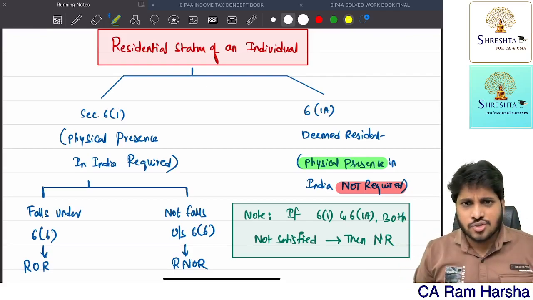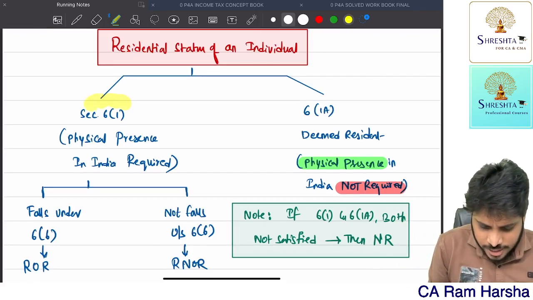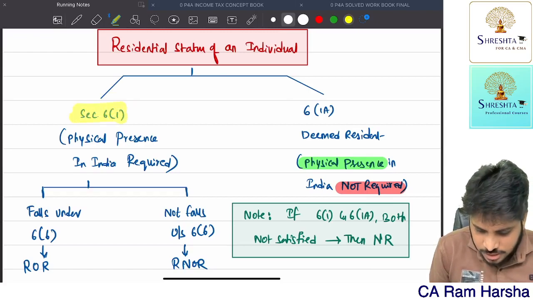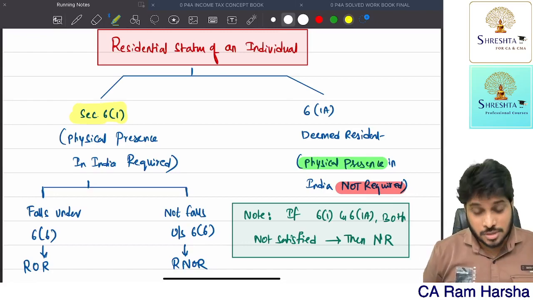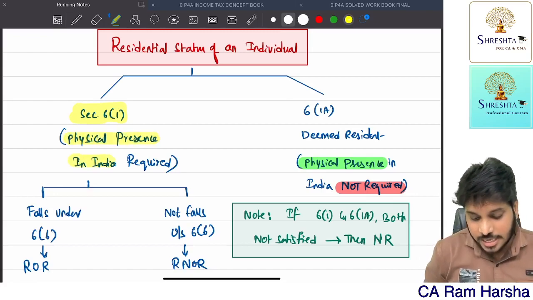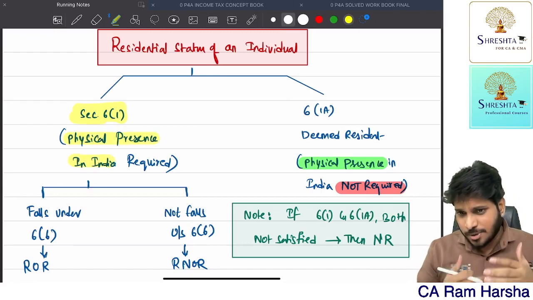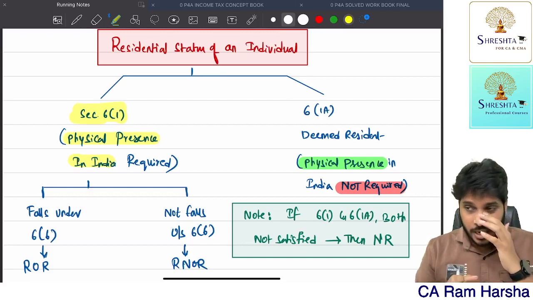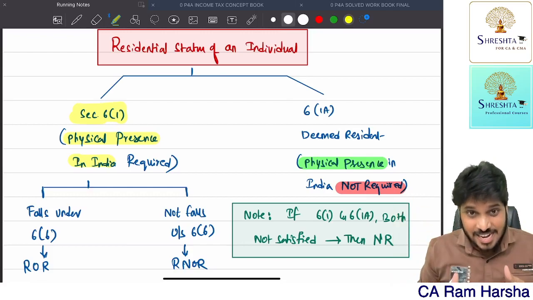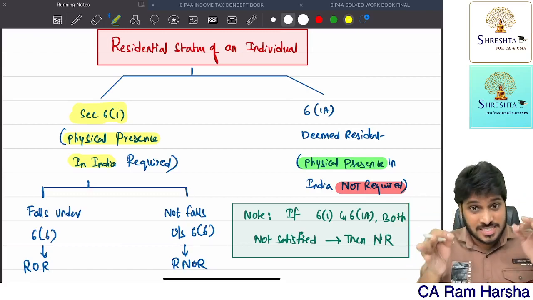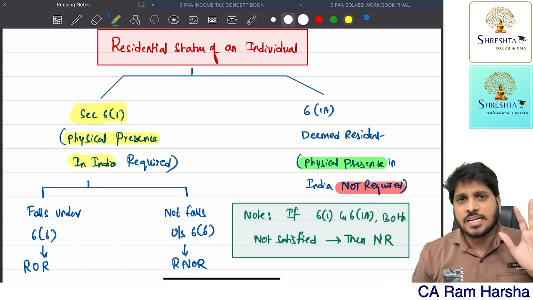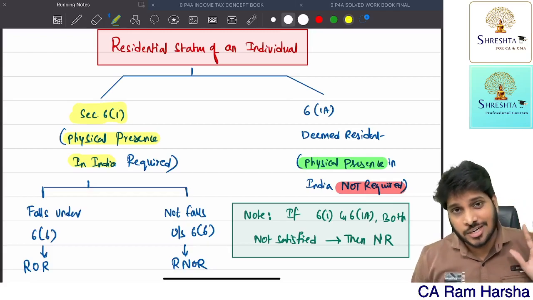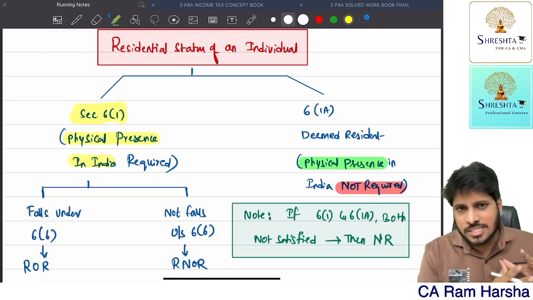Same in India also. We have a section for individuals, which is section 6 subsection 1, which talks about physical presence in India. If a particular person has stayed, has resided, has physically been present in India for certain number of days, then he is a resident. Otherwise, he is a non-resident. This is what the original section says.